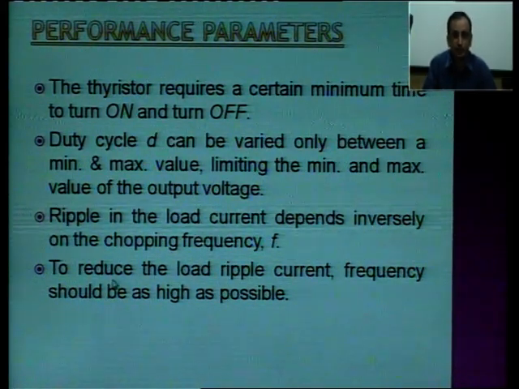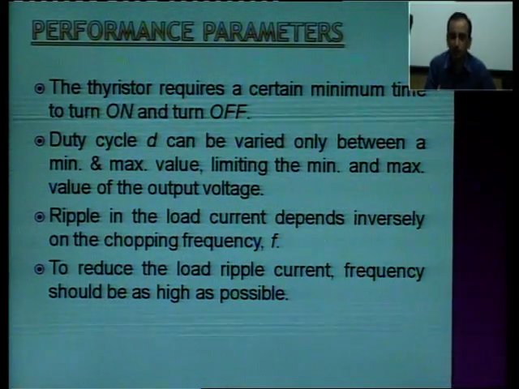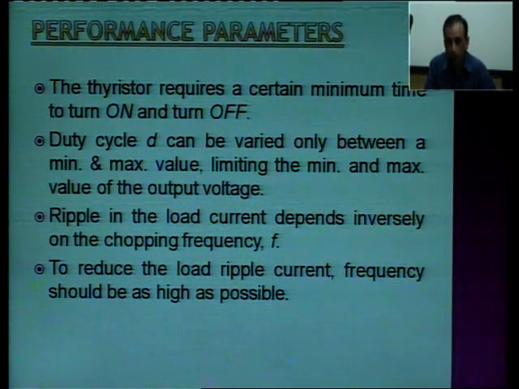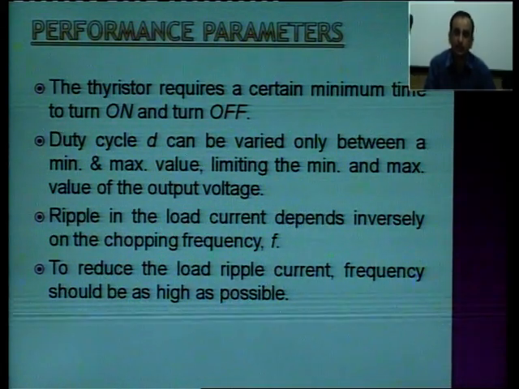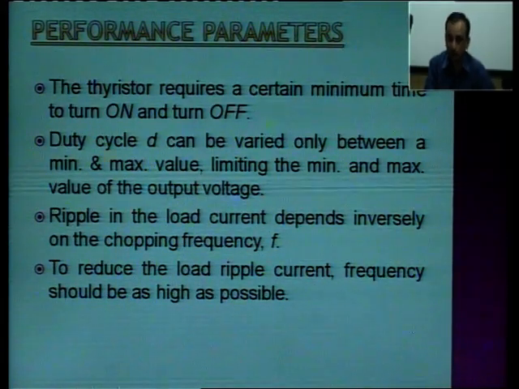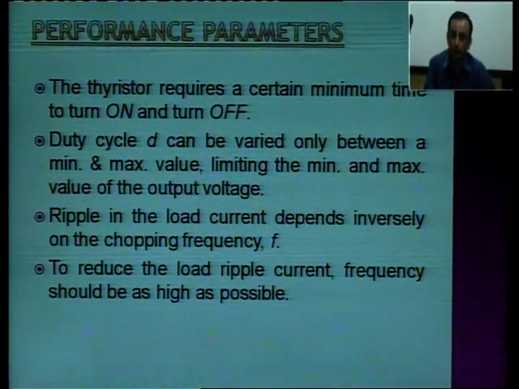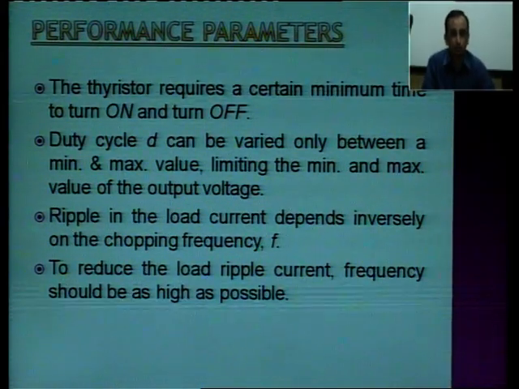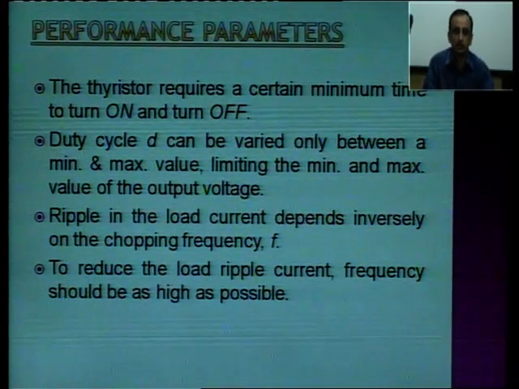Then there is the ripple. The biggest problem with these switching devices is the introduction of harmonics, because whenever switching takes place, certain components at multiples of the fundamental frequency get introduced, and as a result some ripples may come into your load current, which is again going to cause problems. So we need some filtering also. If it has lesser ripple, it is going to perform well. Similarly, to reduce these ripples, frequency has to be high. So these are some parameters on the basis of which your thyristor performance can be evaluated.